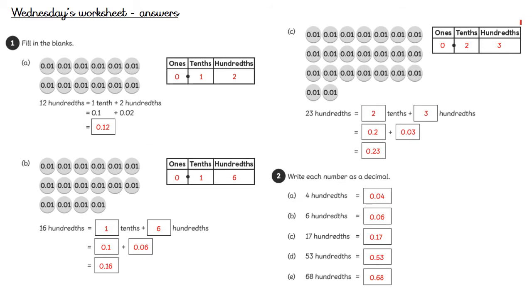Before we begin with today's lesson, here are the answers to Wednesday's worksheet. So on this slide you have the answers to questions 1 A, B, C and question 2 A to E. So pause the video here and just mark your work, see if you've got everything right, and don't worry if you've got anything wrong. Hopefully seeing the answers will help you see where you went wrong. So this slide is showing you questions 1 and 2.